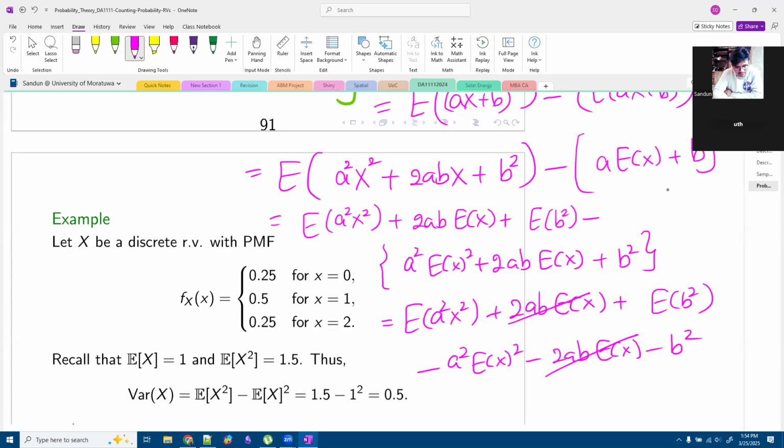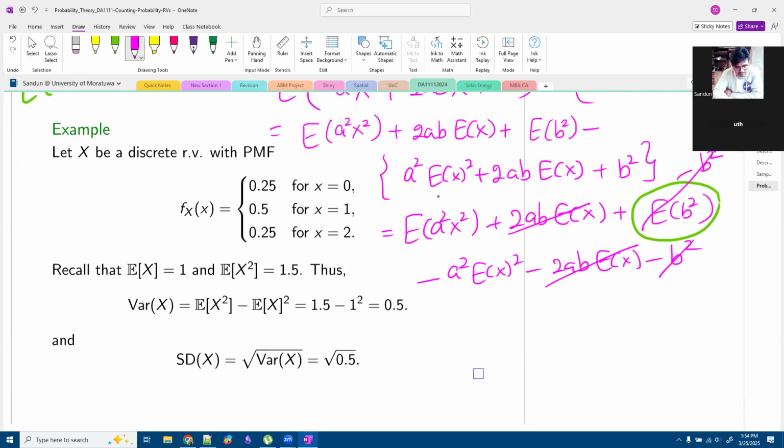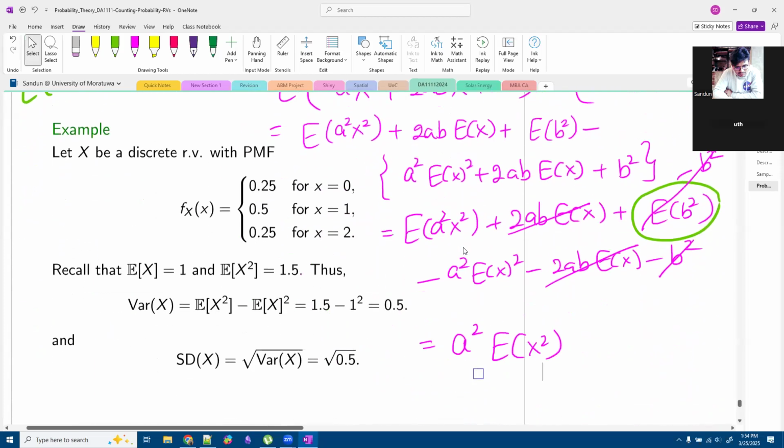And remember, E of C is equal to C. So from the same logic, E of b squared is going to be b squared. Because of that, plus b squared is going to cancel out with minus b squared. And we have a squared E of x squared, that's here, and minus a squared E of x squared.